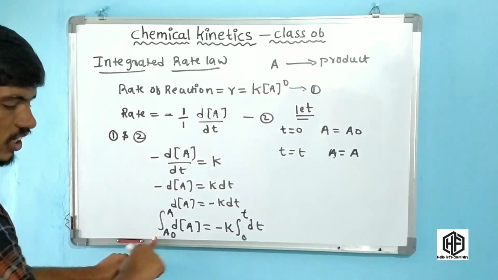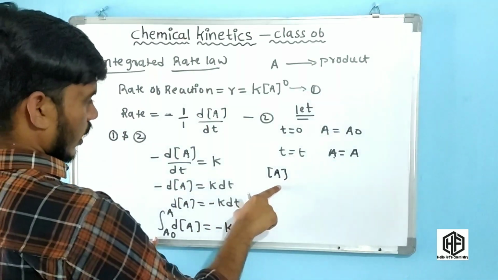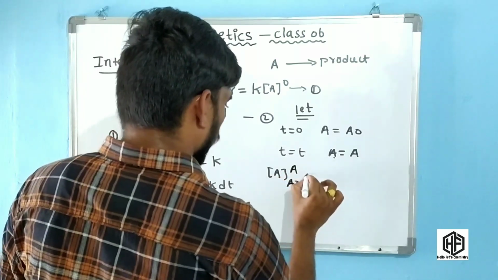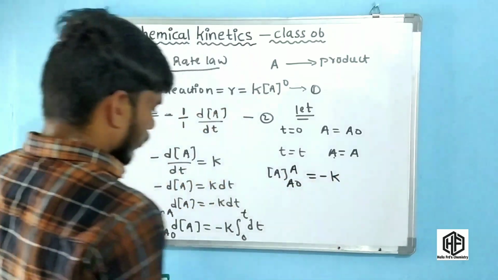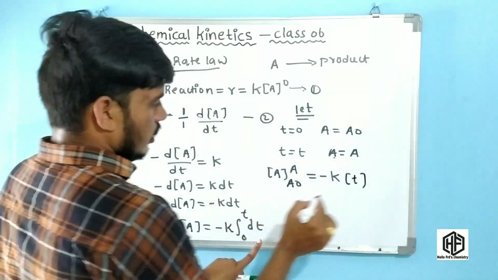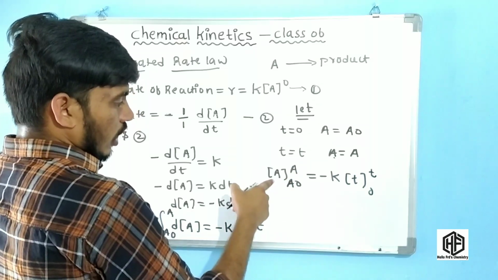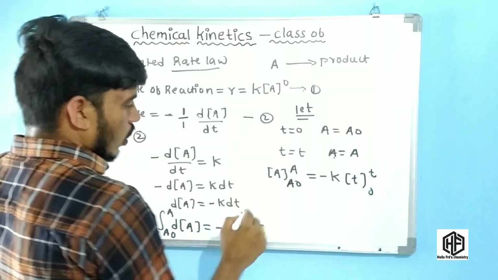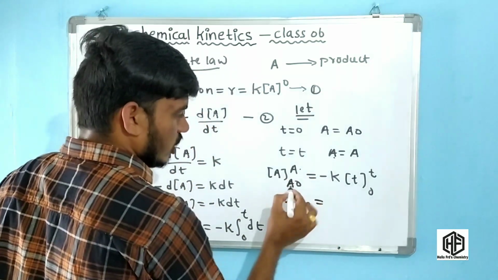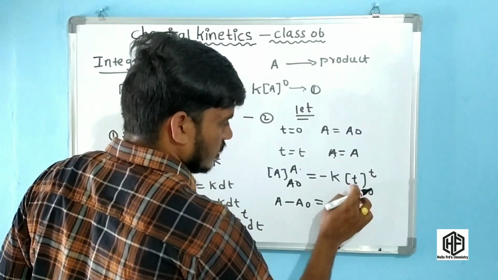Now we have to solve the integral of dA, which is A, with limits A naught and A, equal to minus k times the integral of dt, which is t, with limits 0 and t. This is the initial and final. Now substituting these limits, it is final minus initial, that is upper minus lower limits, and this is minus k into t, upper limit minus lower limit.